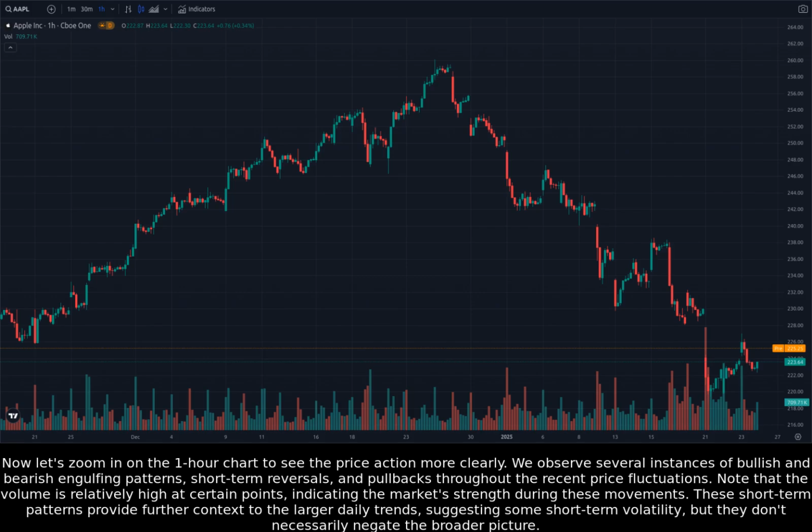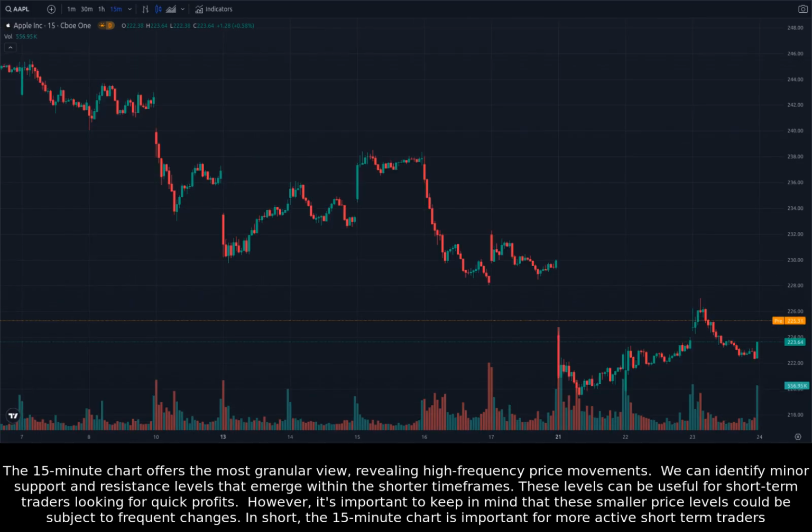We observe several instances of bullish and bearish engulfing patterns, short-term reversals, and pullbacks throughout the recent price fluctuations. Note that the volume is relatively high at certain points, indicating the market's strength during these movements. These short-term patterns provide further context to the larger daily trends, suggesting some short-term volatility, but they don't necessarily negate the broader picture. The 15-minute chart offers the most granular view, revealing high-frequency price movements.